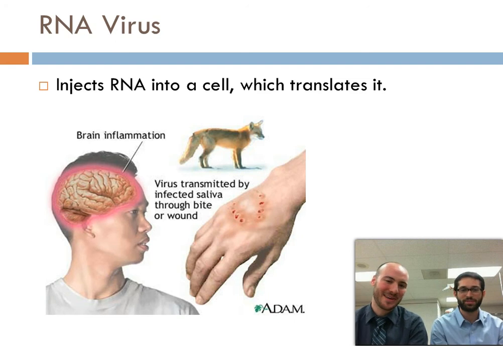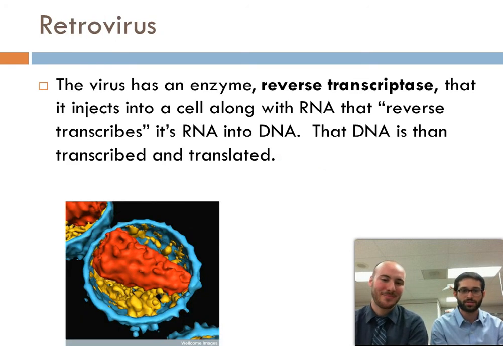Now, rabies is an example of an RNA virus. This next one's a little complicated. This is what HIV and AIDS are. It's called a retrovirus. Retro means to kind of go back, right? So the virus injects RNA into the cell, but it also injects an enzyme called reverse transcriptase.